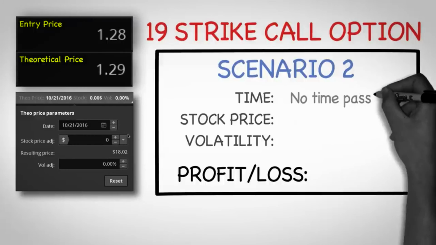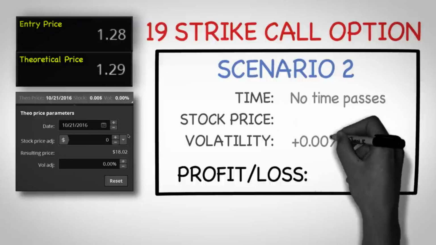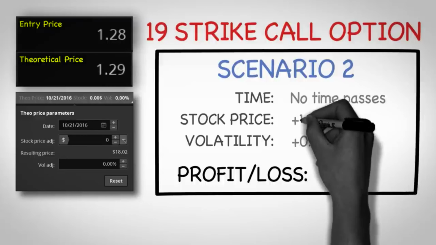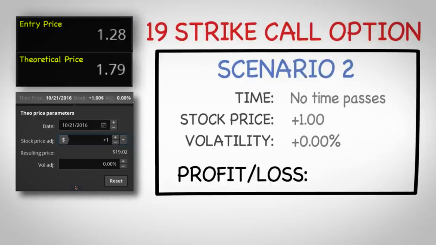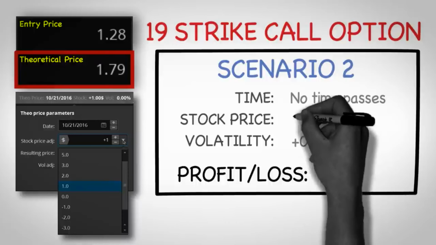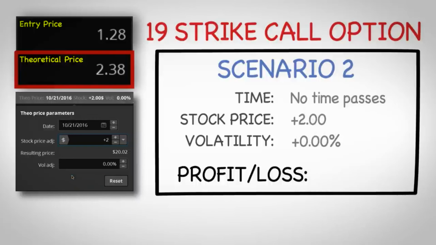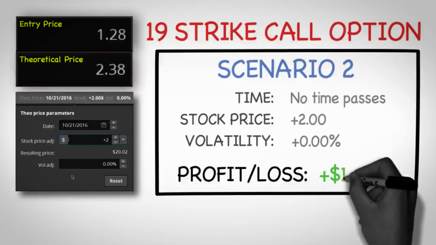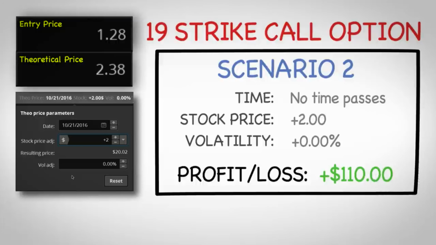So no time passes and implied volatility doesn't change. So let's say the stock is instantly 1 point higher. You can see the price of this option is now at 179. Now let's say it went up another point, so it's up a full 2 points from where you entered. You can see that the option's price is now at 238. So if you bought the option for 128 and sell it for 238, then you made $110 on the trade.